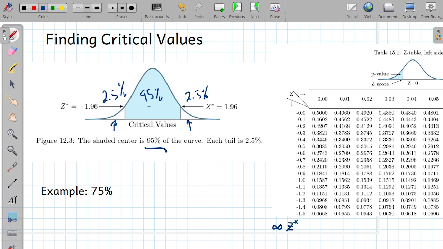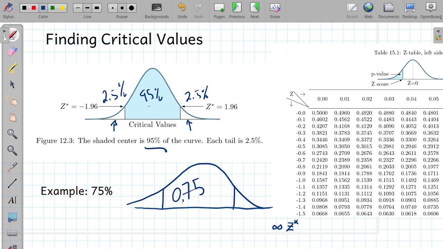Now I have the example here, 75%, because I wanted to illustrate how do you find the critical value if it's not a commonly occurring value, and 75% is not commonly occurring. So what you're going to do, I'm going to draw just a quick and dirty little picture here. Now remember, confidence intervals always talk about the center. I'm going to write it in decimals, but there's your 75%.